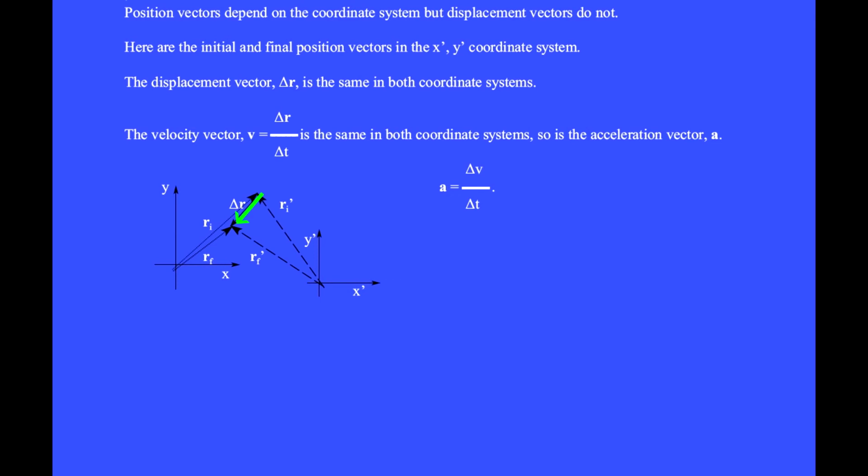The displacement vector delta r is the same in both coordinate systems, and this means that the velocity vector v equals delta r over delta t is the same in both coordinate systems. So is the acceleration vector a, which is delta v over delta t.